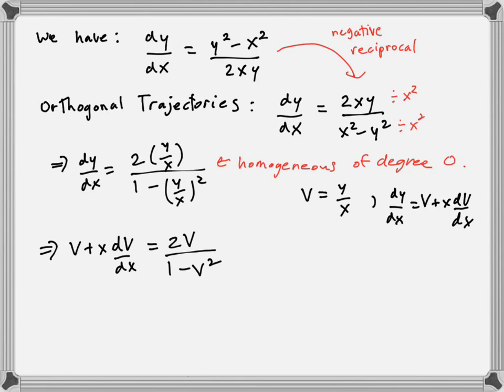Okay. So if we move the v to the other side and we do a little bit of algebra, we get the following. Let me do that over here actually. After some algebra, we get x dv dx is equal to, when we subtract the v, combine denominators, all that good stuff, v plus v cubed over 1 minus v squared.